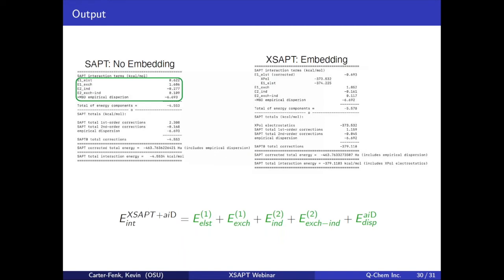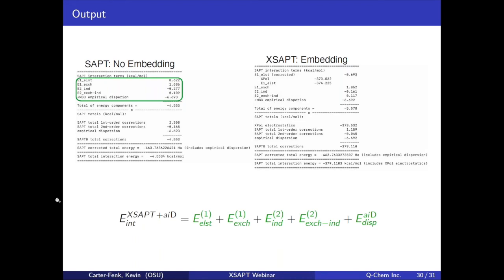Okay, so on to interpreting the output. So on the left, we have a SAPT job that was done with no electrostatic embedding. And on the right, this is an output from an XSAPT job that was done with CM5 charges for the embedding. So the pairwise interaction terms come from the SAPT output. So in our construction of the XSAPT plus AID interaction energy at the bottom, we just sum over these terms from the SAPT output.